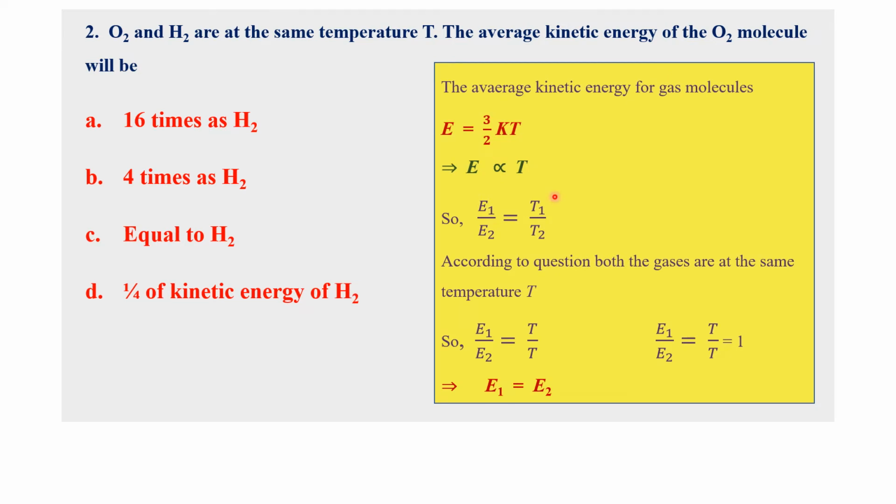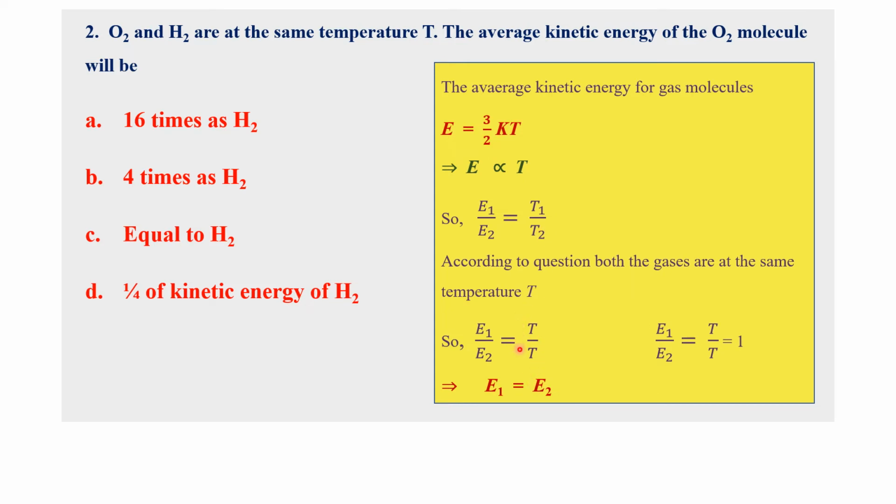The average kinetic energy of gas molecule has formula E is equal to 3 by 2 kT. Here 3 by 2 and K are constant, so we will get the kinetic energy is proportional to temperature. Here two gases are given, oxygen and hydrogen, so we will apply this formula to both of them, that is E1 for oxygen is proportional to T1, and E2 for hydrogen is proportional to T2. Now according to the question, hydrogen and oxygen both are at the same temperature, so we will put T instead of T1 and T2 because the temperature is same.